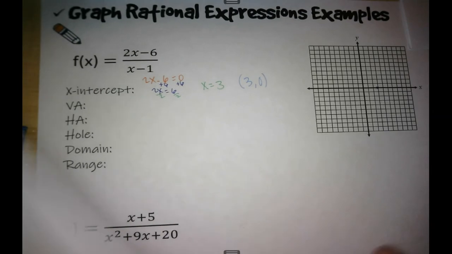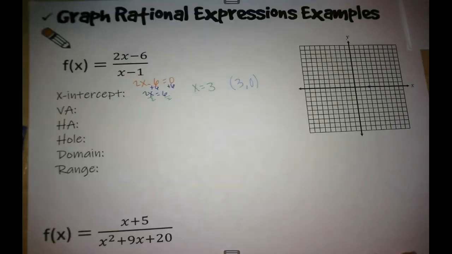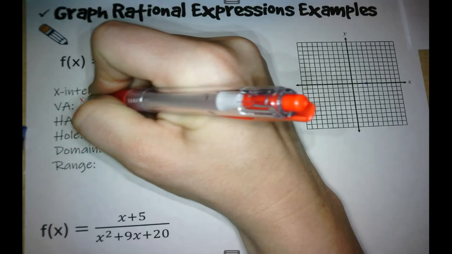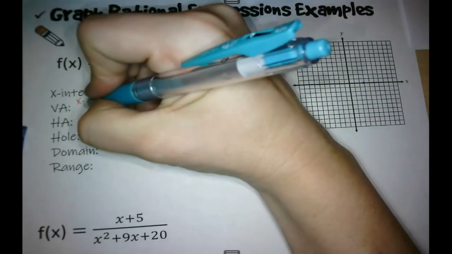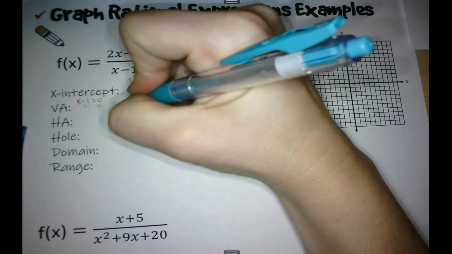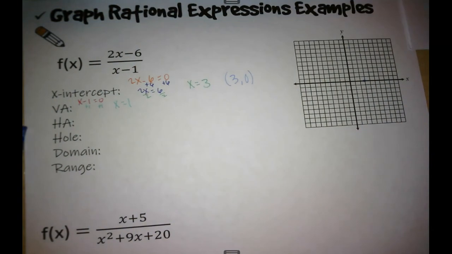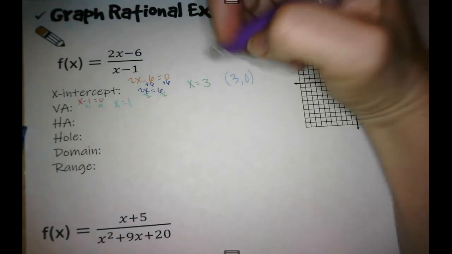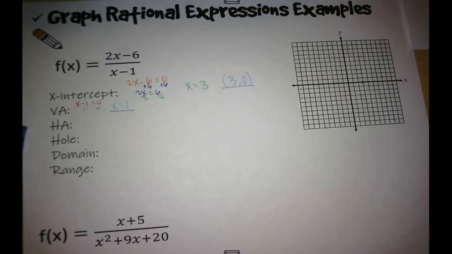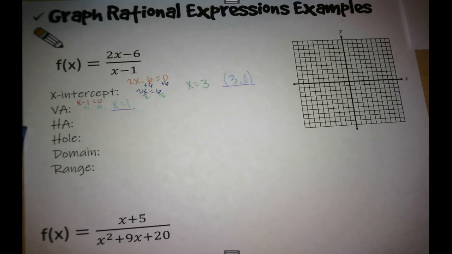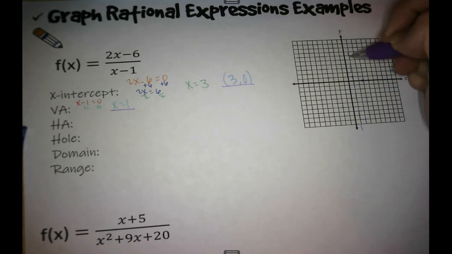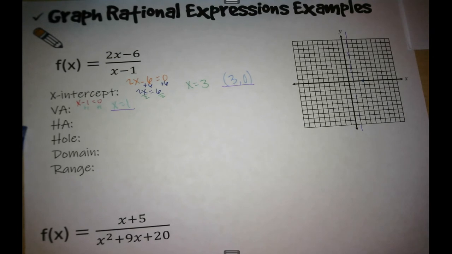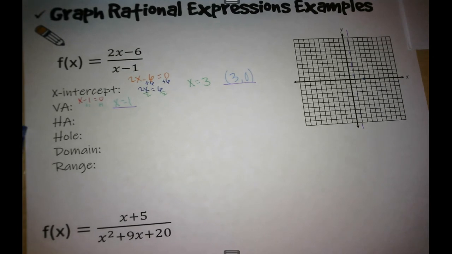All right, our vertical asymptote, we're going to set that bottom equal to 0. So x minus 1 equals 0. Get x by itself. We add 1 to both sides. X equals 1. Our vertical and horizontal asymptotes are always going to be written as x equals and y equals. So x equals 1. So we've got this vertical asymptote at x equals 1. Horizontal asymptote. How do we figure that one out?